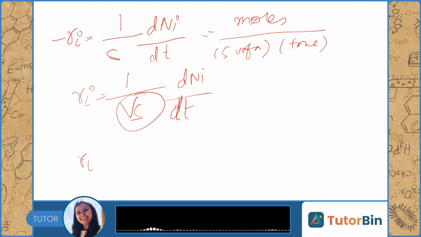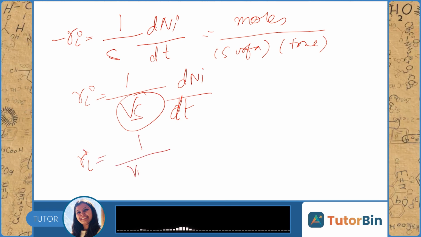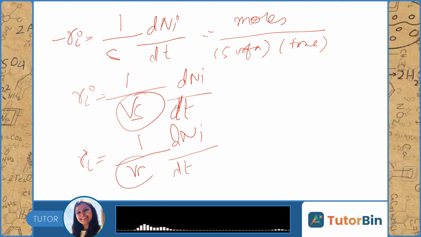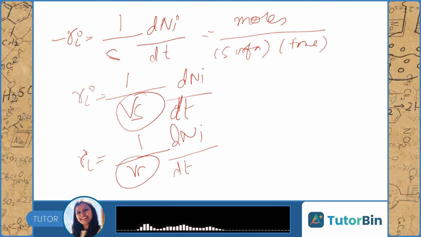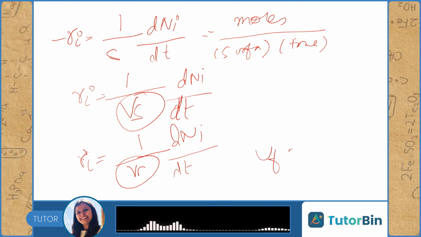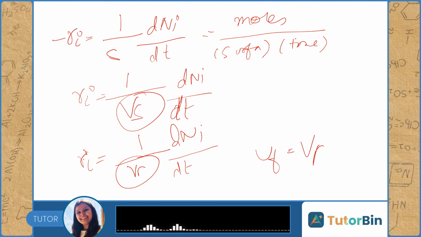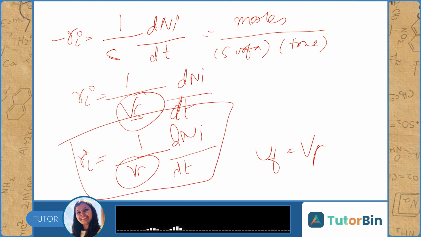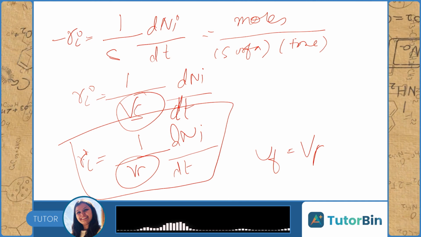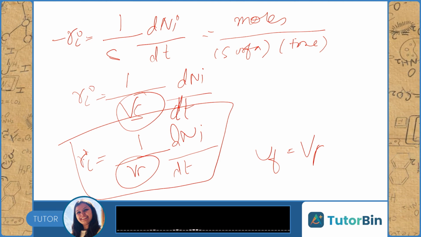Next, we can define the rate of reaction based on the volume of the reactor, which is 1 by Vr into dNi by dt, where Vr is the volume of the reactor. For homogeneous systems, the volume of the fluid is equal to the volume of the reactor, and hence the first equation that we discussed will be the same as this equation for homogeneous systems. With this, we come to the end of our first discussion.